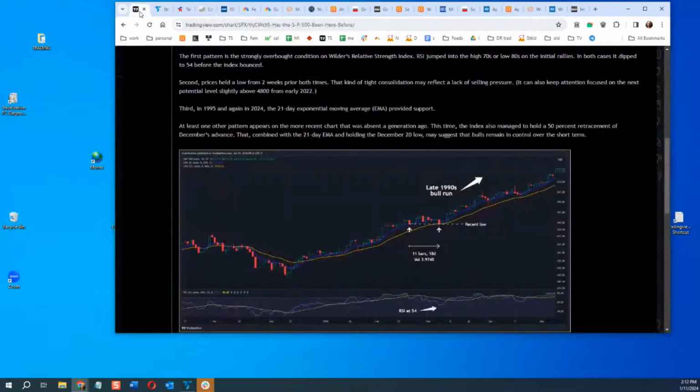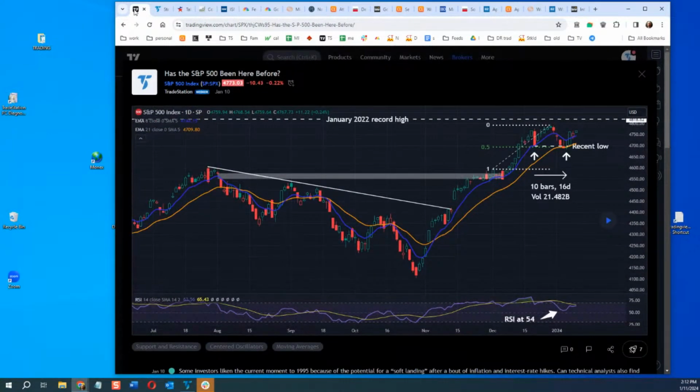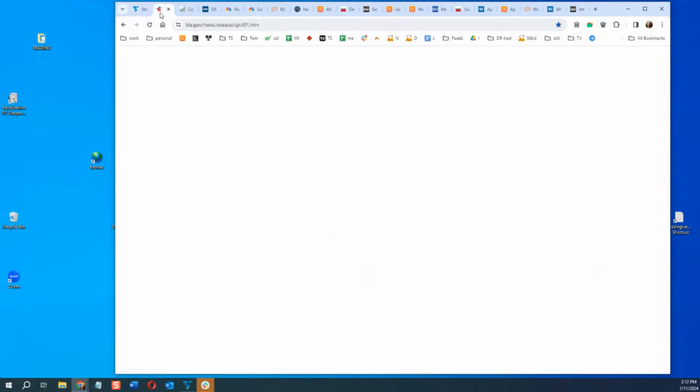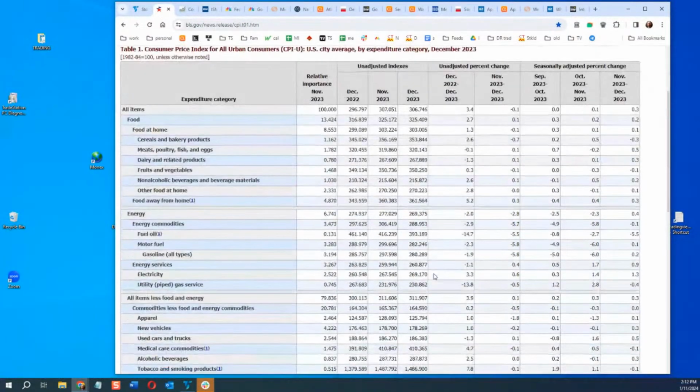So let me just go through these. These are some of the articles and things I want to just quickly share and work through. Let me just make sure. I'm going to close this one. All right, so let's actually now look at the CPI because it was a little bit hotter than expected.